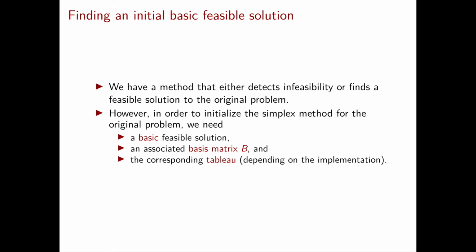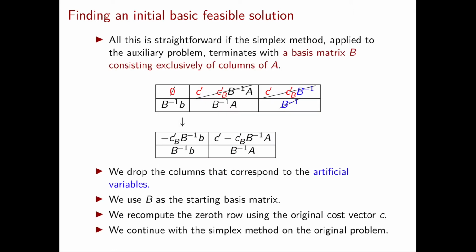And on top of that, we also need an associated basis matrix B, so that we can construct the corresponding tableau. It turns out that by solving the auxiliary problem with the simplex method, we can easily obtain such a basic feasible solution, the basis matrix B, and also the corresponding tableau. How can we do that? There are two cases that we need to consider separately.